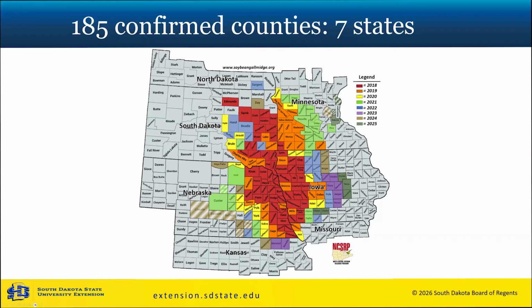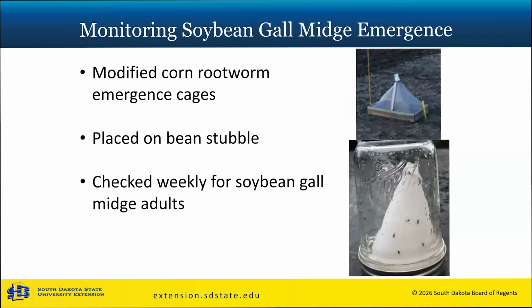So with a lot of pests, we monitor. We want to know their distribution, their biology, and to do that for midge, we put out emergence kits. They're placed on bean stubble, and we check them weekly for gall midge adults. The reason for this is we want to know when gall midge emerge. And knowing when they emerge allows us to make management decisions. Kind of like with what Adam said with the Dectes stem borer, knowing their peak emergence allows us to hopefully pick a management tactic that hits them the hardest.